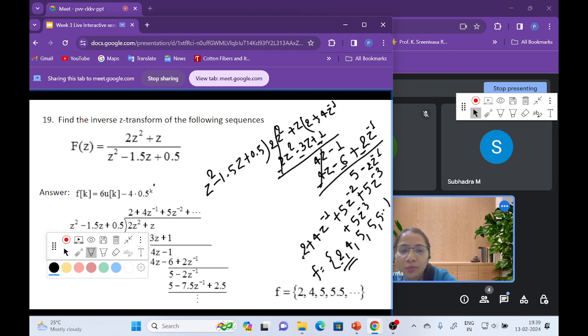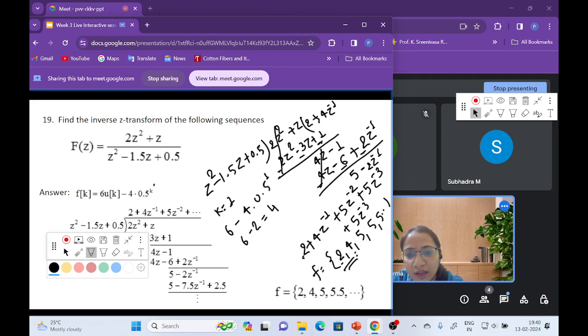Next, put k equal to 1. The u is a unit step function, so at all points the magnitude will be 1. So it will be 6 minus 4 multiplied by 0.5, since 0.5 power 1 is 0.5 only. 6 minus 2 is 4. So at k equal to 1, the value is 4.